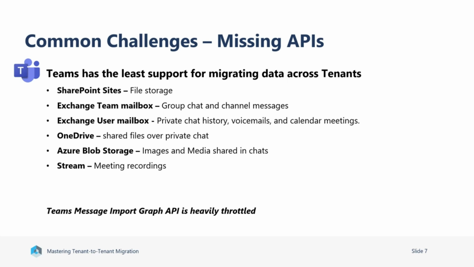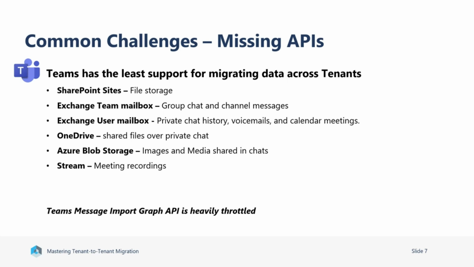So again, something separate. And then we've actually got Azure Blob Storage for images and media shared in chats, and then the content as well. And then by default, meeting recordings go to Stream. So we can see there are quite a lot of components which make up a Microsoft 365 team, and there isn't really an API available to link all those together.